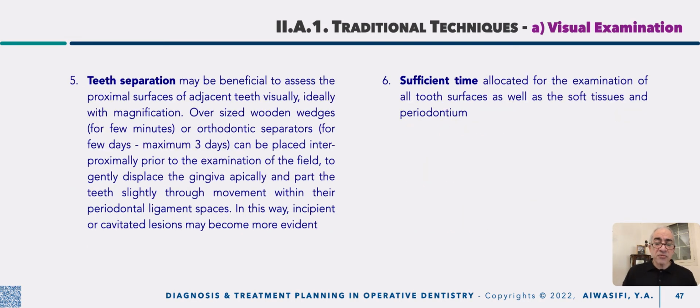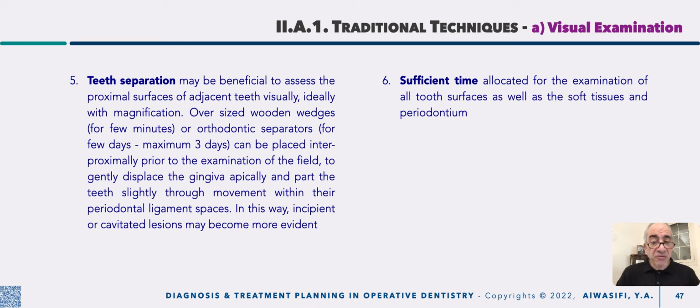Okay, sometimes for proximal lesions you need to use tooth separation, especially to see visually if you don't have a radiograph or any other means to inspect the interproximal incipient caries. In such a condition, we may use an oversized wooden wedge for a few minutes, and sometimes we use orthodontic elastic separators for a maximum of 3 days, just to displace the gingival tissues and provide a little separation between teeth to inspect the proximal surface.